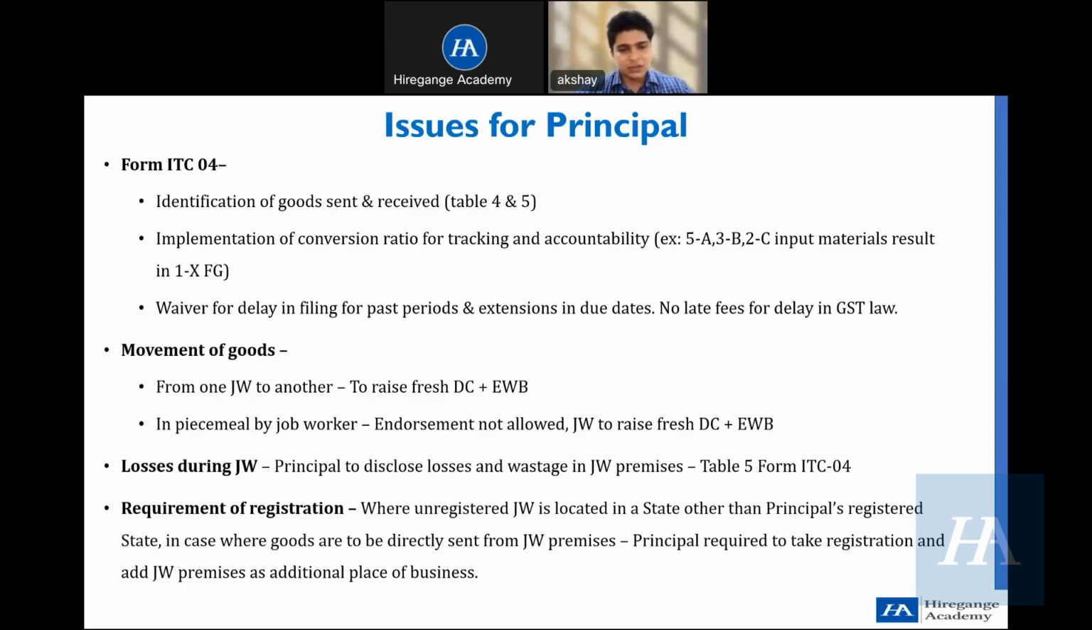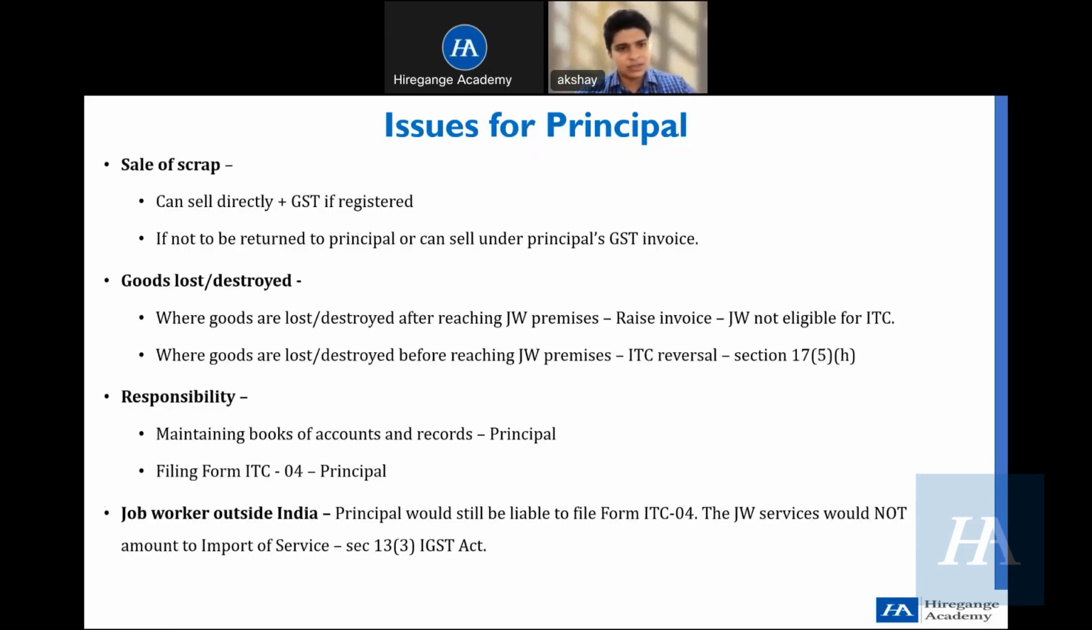Next is the requirement of registration. Where the unregistered job worker is located in a state other than the principal's registered state, and the job principal wants to send the goods directly from the job worker's premises, he would be required to take a registration in that state, and that place would be an additional place of business.